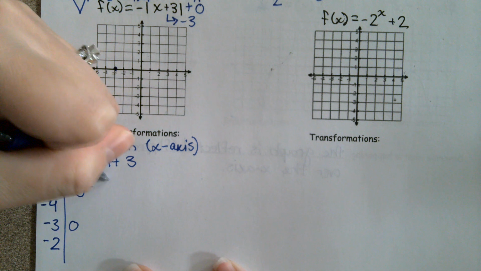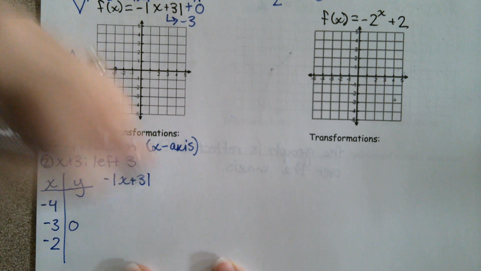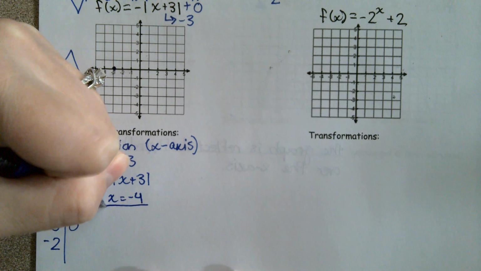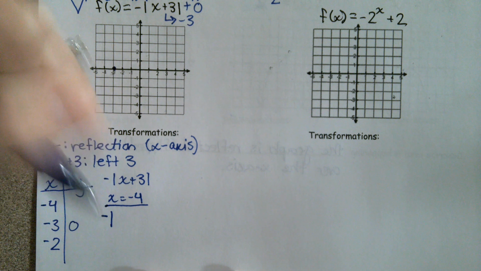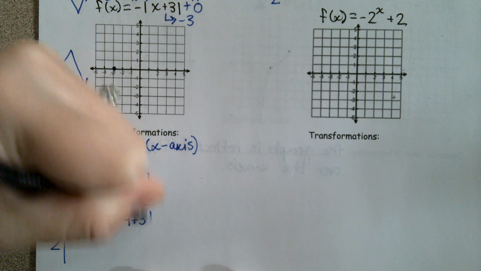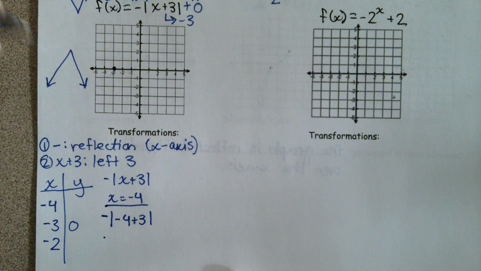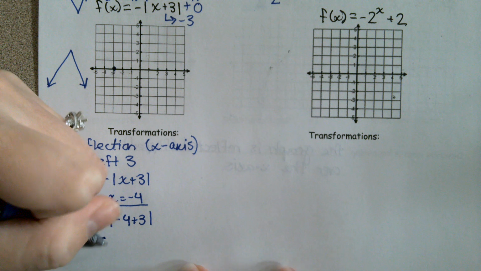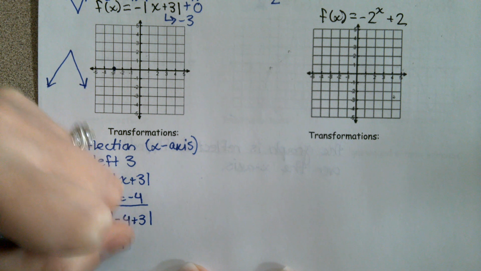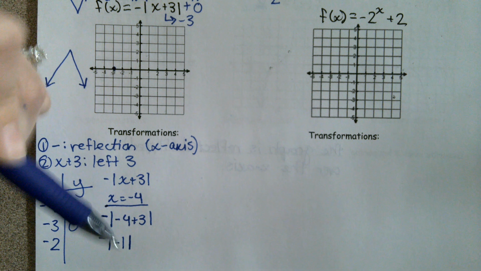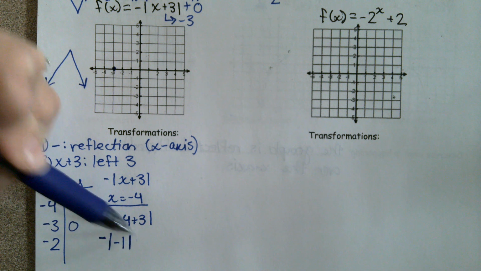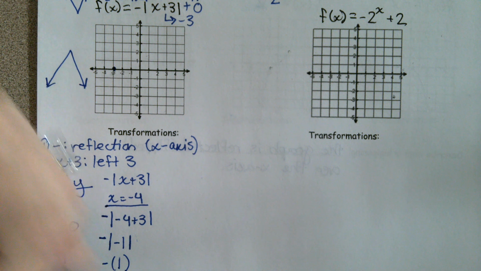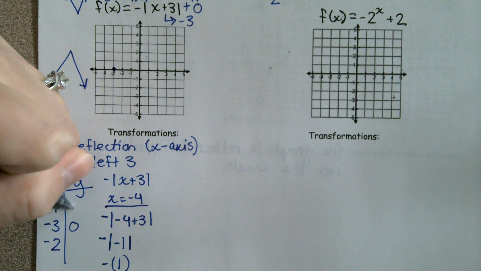Using my equation, negative absolute value of x plus 3, I'm going to get these y values. I have x equals negative 4. So I have negative absolute value of negative 4 plus 3. Don't forget about the absolute values here. Keep them until you have thought through them. Negative 4 plus 3 is negative 1, still inside of that absolute value. Now, the absolute value of negative 1 is positive 1. Bring down that negative. That changes my answer to a negative 1.